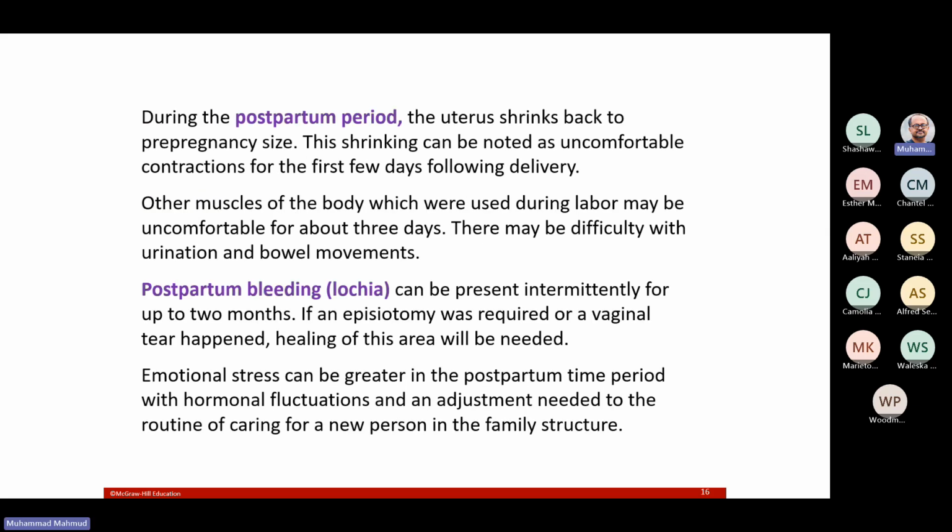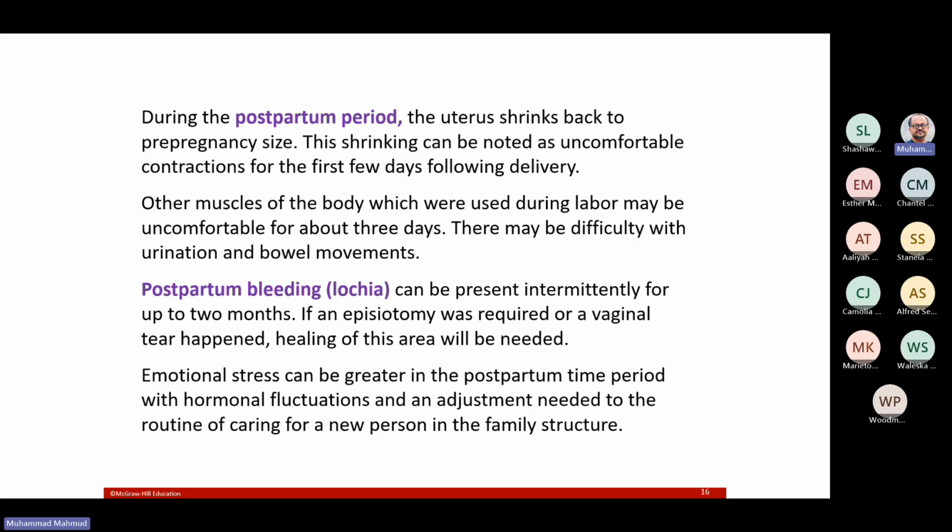After the delivery, the first 6 weeks of their life is called the postpartum period, when the uterus shrinks back to pre-pregnancy size. And this shrinking can be noted as uncomfortable contractions for the first few days following delivery. Other muscles of the body which were used during the labor process may be uncomfortable for the first 3 days. There may be difficulty with urination and bowel movement.